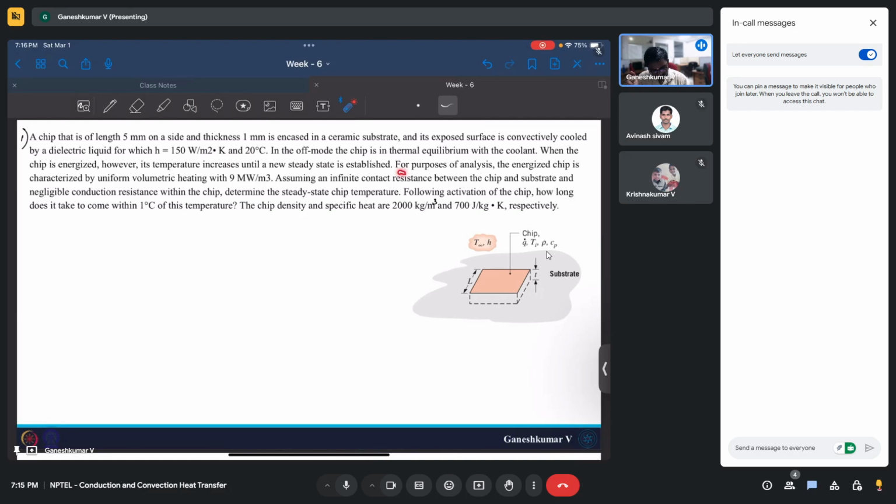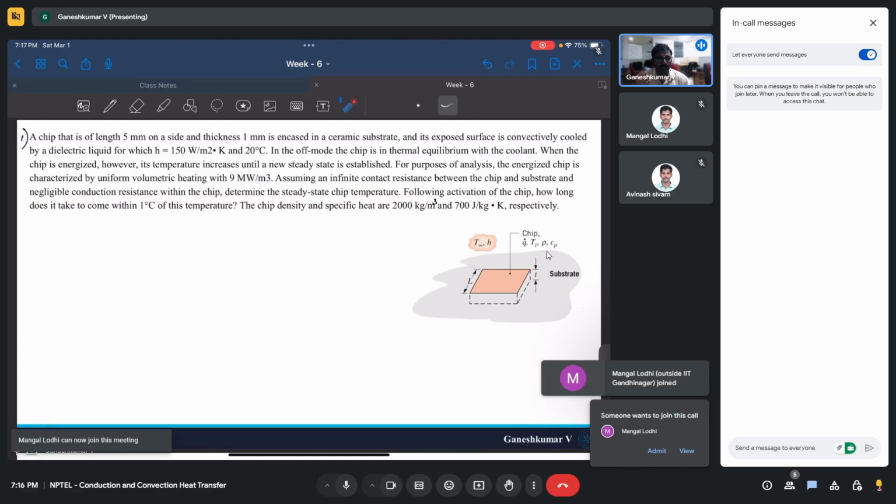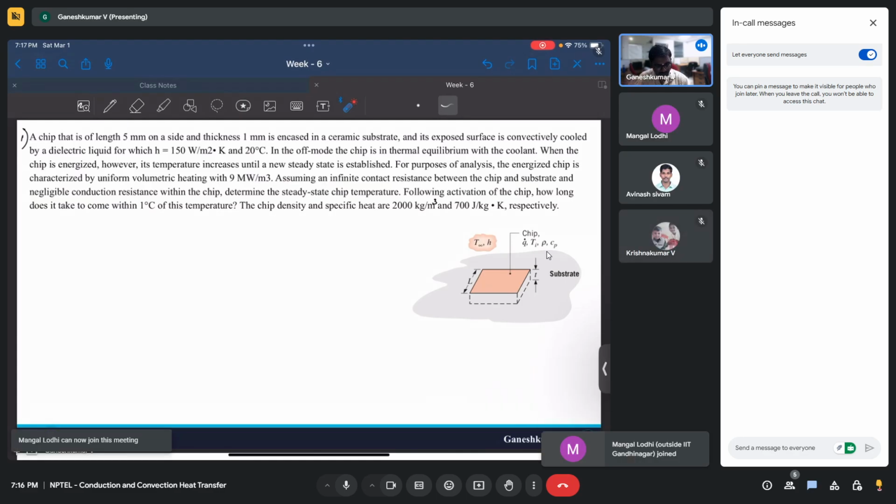For the purpose of analysis, the energized chip is characterized by uniform volumetric heating. There is a heat generation. Assuming an infinite contact resistance between the chip and the substrate and negligible conduction resistance within the chip, determine the steady state chip temperature. And following activation of the chip, how long does it take to come within 1 degree Celsius of the steady state temperature?